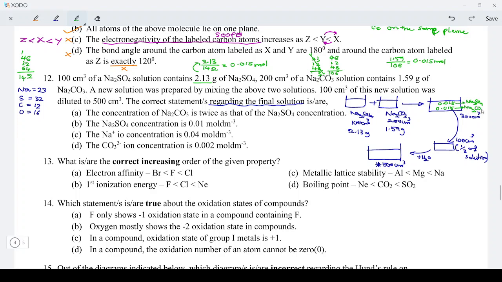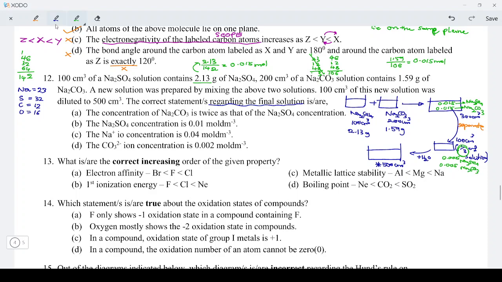So don't find any concentration here because it is not necessary. And we have to pay attention to this separation here. They separate 1/3 of the solution. During separation, the number of moles changes. So here you will have 1/3 of each solute: 0.005 from sodium sulfate and 0.005, the same number of moles, from sodium carbonate.